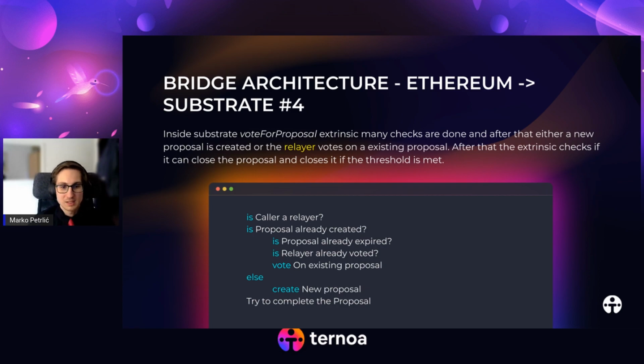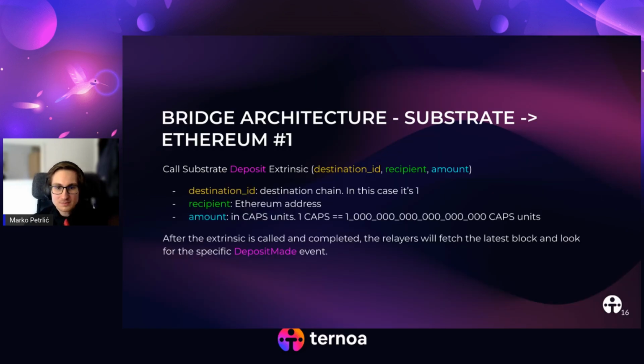After this is done, we do the last step and we try to complete the proposal, which means we see if the proposal has enough votes, if the threshold has been met, and if this is correct, then we can execute the proposal. And finally, you will see your caps, which you sent from the Ethereum side to the Substrate side. If you have sent 100 caps, you will see 100 caps on the Substrate side. As you can see, this is a process. It's not really just one single step. It takes time.